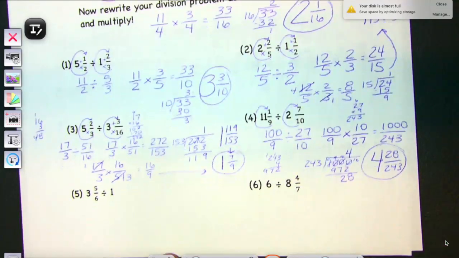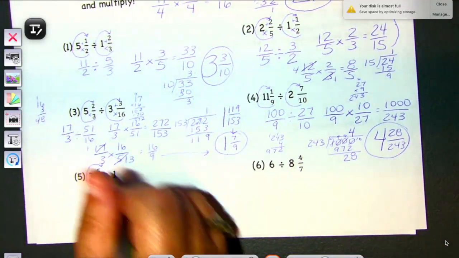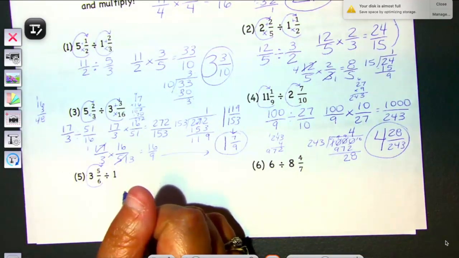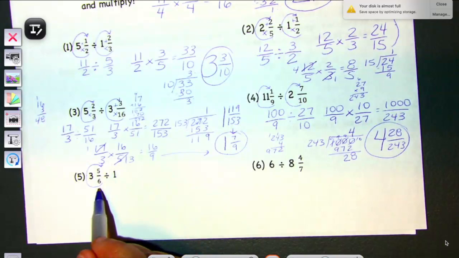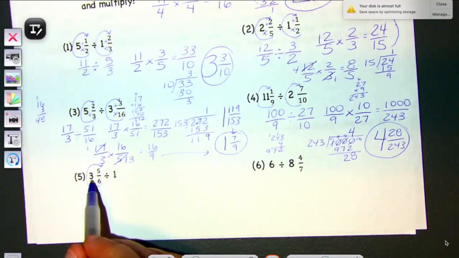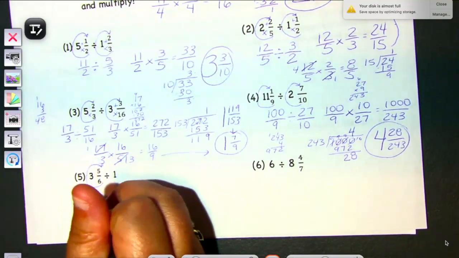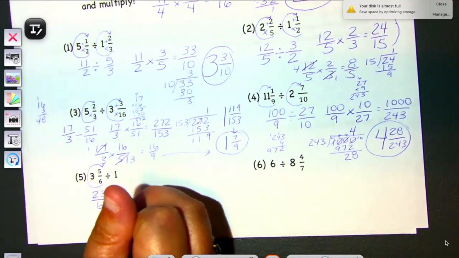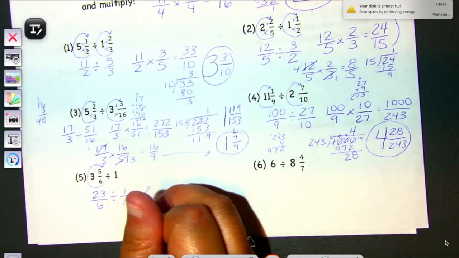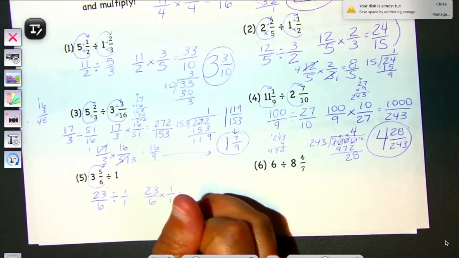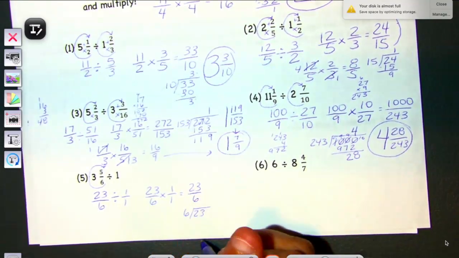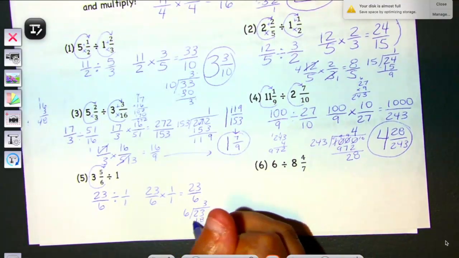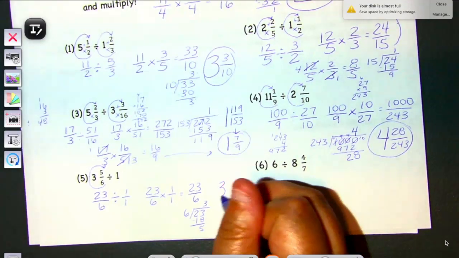Okay, let's try our last two. We've got 3 and 5/6 divided by 1. Now this one should be pretty easy because we know anything divided by 1 will give it to us. So let's go ahead and try it, okay? So we first have to change 3 and 5/6 to an improper fraction. So 6 times 3 is 18 plus 5, 18, 19, 20, 21, 22, 23. So we're going to get 23 over 6 divided by, and it's going to be 1 over 1. But then we've got to keep, change, flip. So 23 over 6 times 1 over 1 will give us 23 over 6, which guess what? When I do 23 divided by 6, it goes in there 3 times, which is 18. Gives us 5 left over. So we're going to get 3 and 5/6.